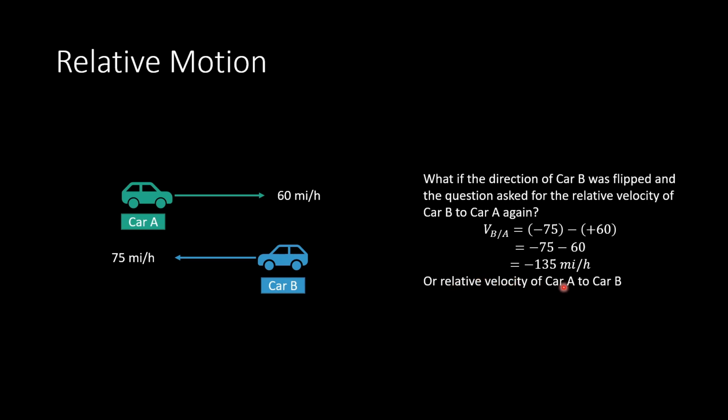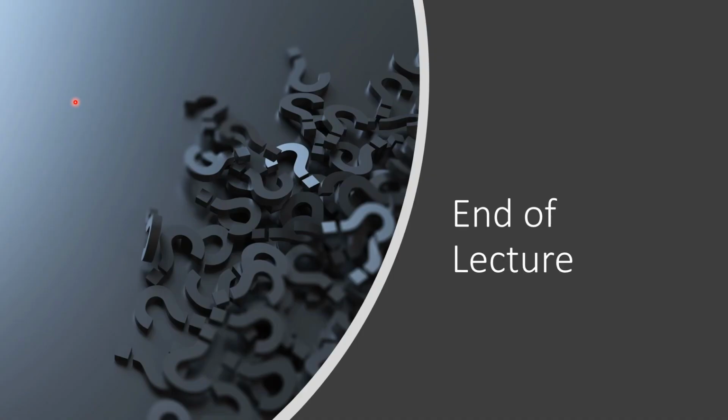Similarly, if you were to find the velocity of car A relative to car B, the signs are just flipped because we're working towards the positive direction. It's going to be plus 60 minus negative 75, because car B is traveling in the opposite direction, and these minus and minus change into a positive, and you'll get 135 miles per hour. That's just a very brief intro to relative motion. We're not going to go more into it. This is just a concept introduction, and this wraps up today's lecture.